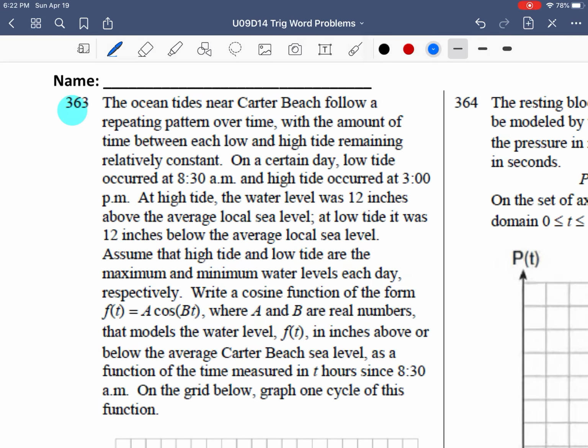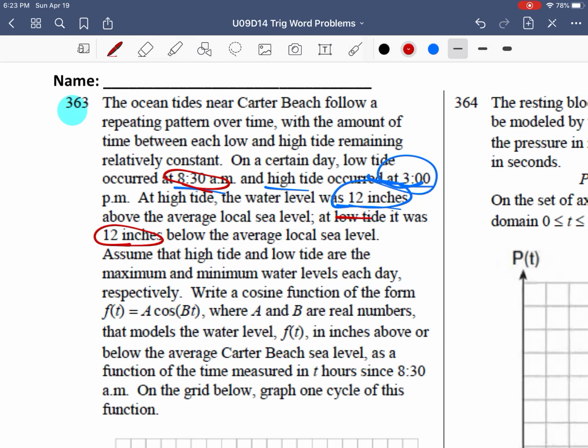In other words, it takes about the same amount of time to go to the top, to the bottom, and so on. On a certain day, low tide occurred at 8:30 in the morning, and high tide occurred at 3 o'clock in the afternoon. The water level was 12 inches above local sea level at high tide. So the maximum, here let's color code those both with blue. So high tide occurred at 12 inches above local sea level, and low tide was 12 inches below local sea level. Okay. All right. So high tide is 12 and low tide is at -12.